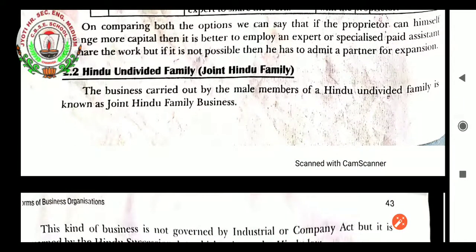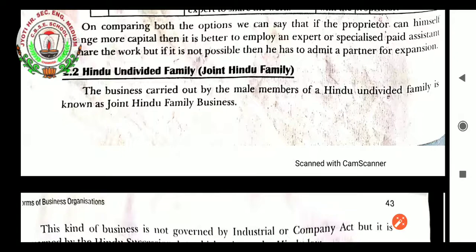Hindu undivided family business. The next topic of the chapter, the next type of private enterprise. As the name is Hindu undivided family, it is also known as joint Hindu family business. This type of business prevailed in India from the ancestors' time. This is generally in the Hindu religion, that's why the name is given as Hindu undivided family business.